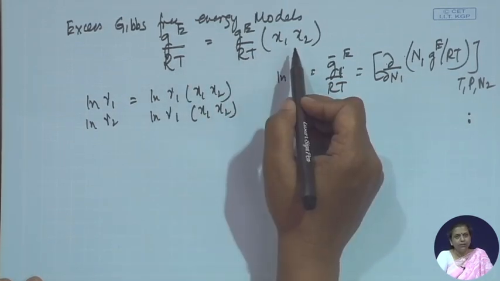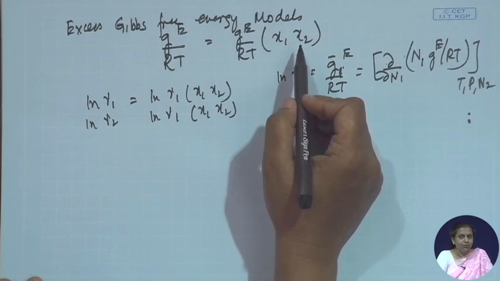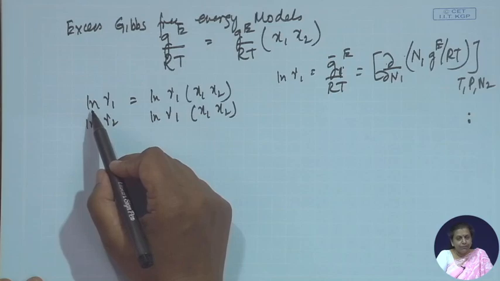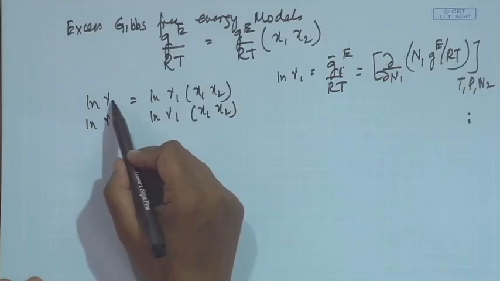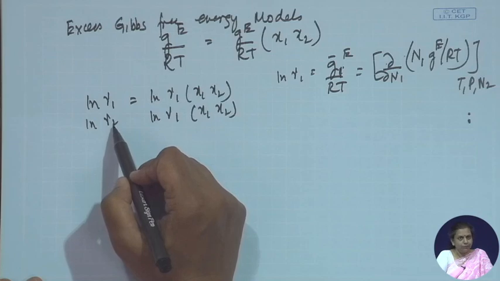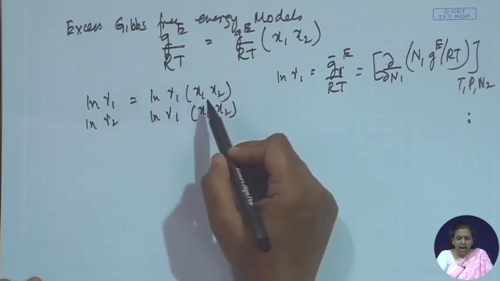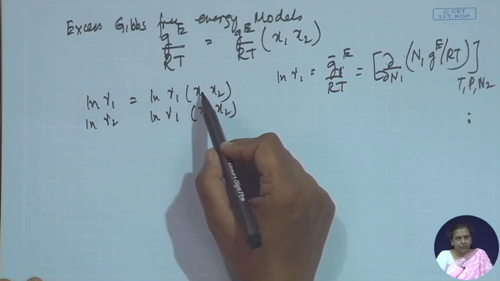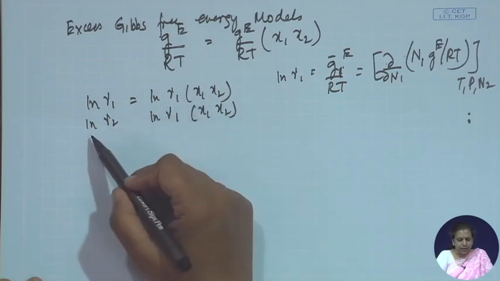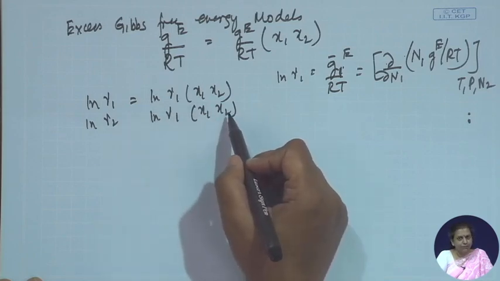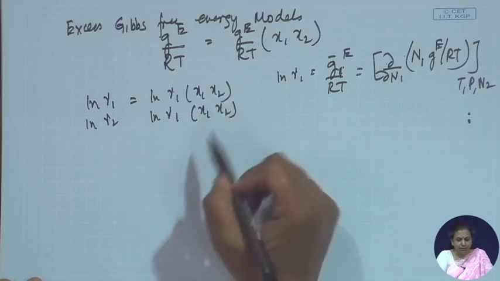Why we do it? Because it is not very convenient to find out the limiting condition for ln gamma 1 and ln gamma 2. We just know that ln gamma 1 must be equal to 0 at x1 equals to 1. This is the only thing that we know. Ln gamma 2 must be equal to 0 at x2 equals to 1. This is just one limiting condition.